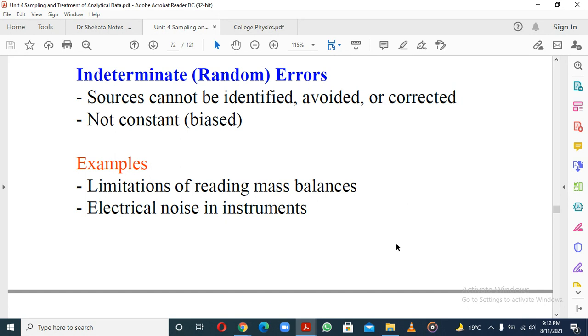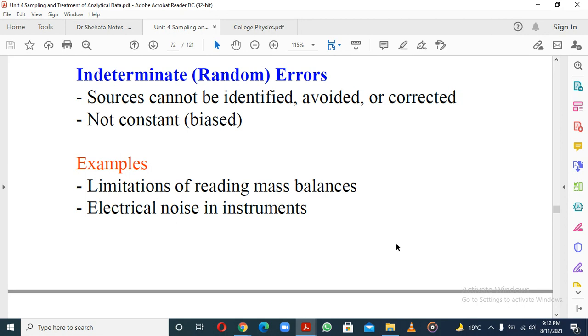And these are not constant. So you can find that maybe for this reading it's high, for that other reading it's low. But for the determinate and systematic errors, if your values are going to be higher than normal, they'll keep on being higher than normal. If they are lower than normal, it's going to be that. So that's where the non-constant issue comes about.